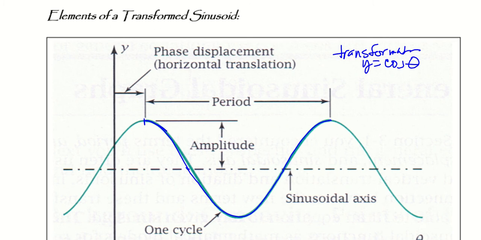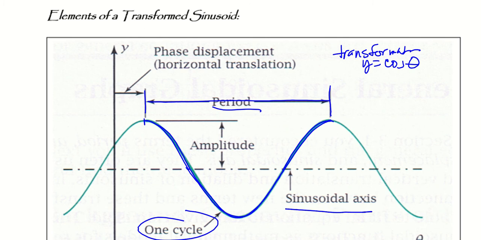So this one piece of the wave is called a cycle. The number of degrees it takes to complete that wave is called its period. The sinusoidal axis is the midline horizontally of that wave. So it cuts that wave in half horizontally. So this is cutting that wave in half. The height of the wave from that sinusoidal axis to a peak, or the distance from the sinusoidal axis to the very bottom of the wave, is called the amplitude.